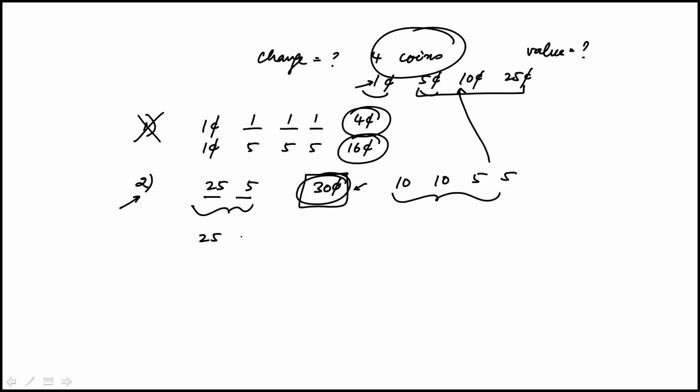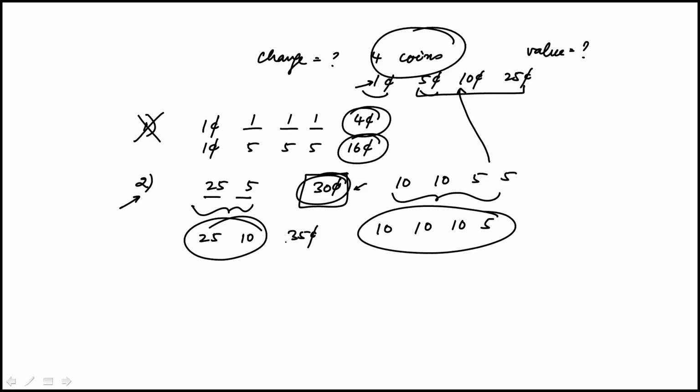Another case could be 25 and 10. That's 35 cents. That would be 10, 10, 10, and 5. So again, I satisfy what's given in the main stem, and I have the same value with 2 coins. And you will see we have 2 different outcomes. So 2 alone is insufficient.